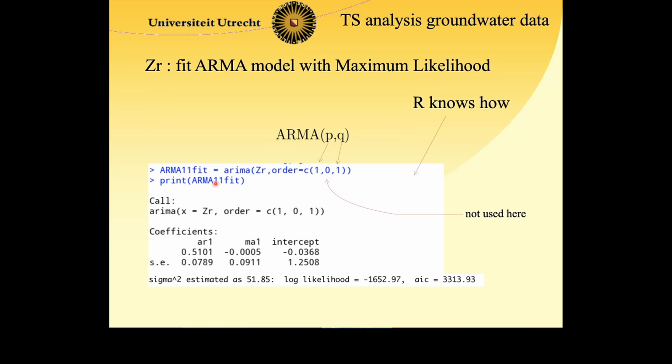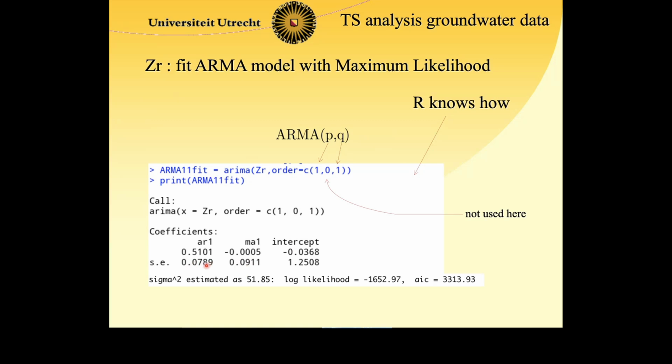Now, if you print the ARMA1 fit object, you get the coefficients, also an intercept, which is usually close to 0, because it's after all a regression type of model, and we get an AR1 parameter of 0.501 and an MA1 parameter of minus 0.005. And these are the standard errors.